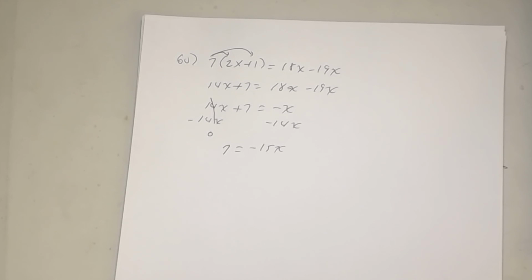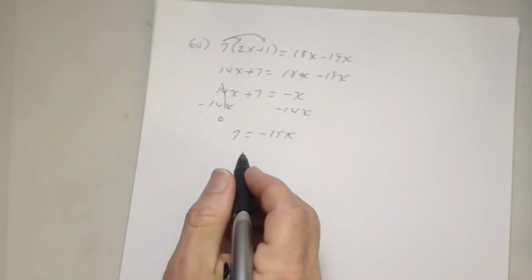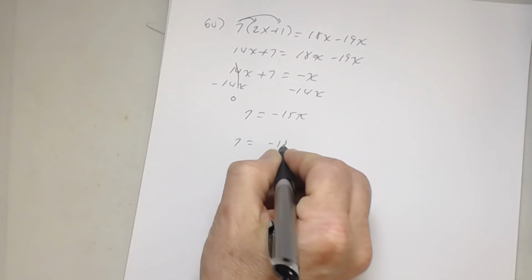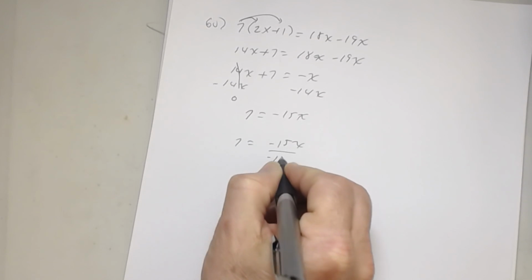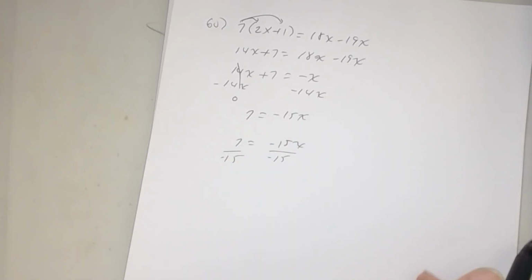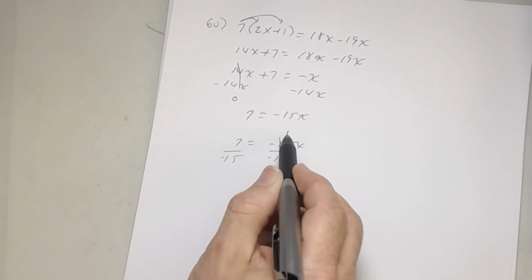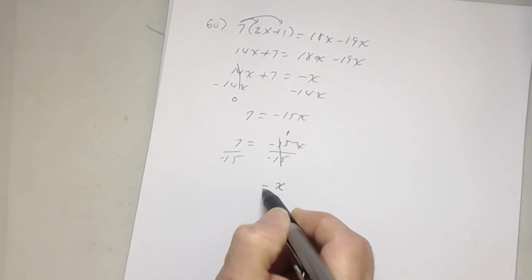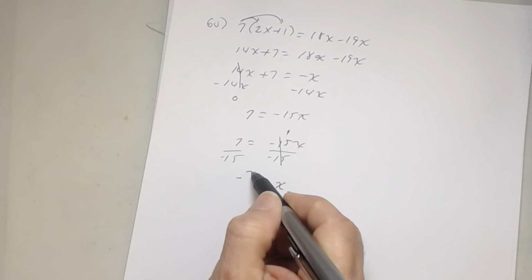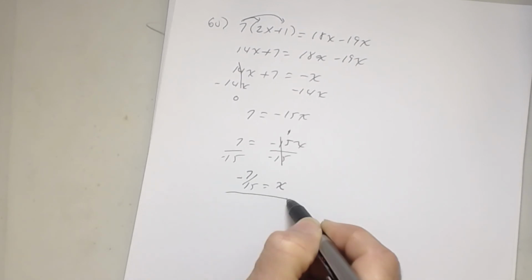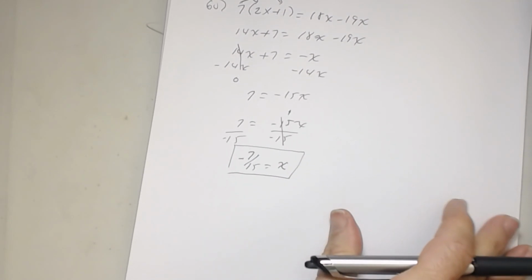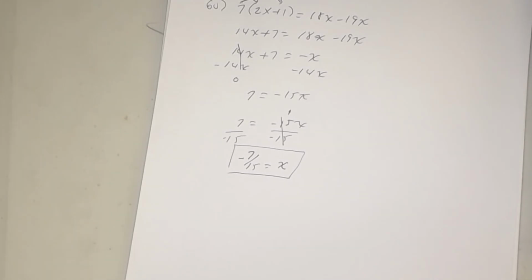All right, now how do you get x by itself? Divide both sides by what? Negative 15, good. So I'm going to go ahead and rewrite this. I'm going to divide both sides by negative 15. Negative 15 divided by negative 15 is what number? 1 times x is x, and then your answer is just what? Negative 7/15. That's your answer. Okay, negative 7/15.